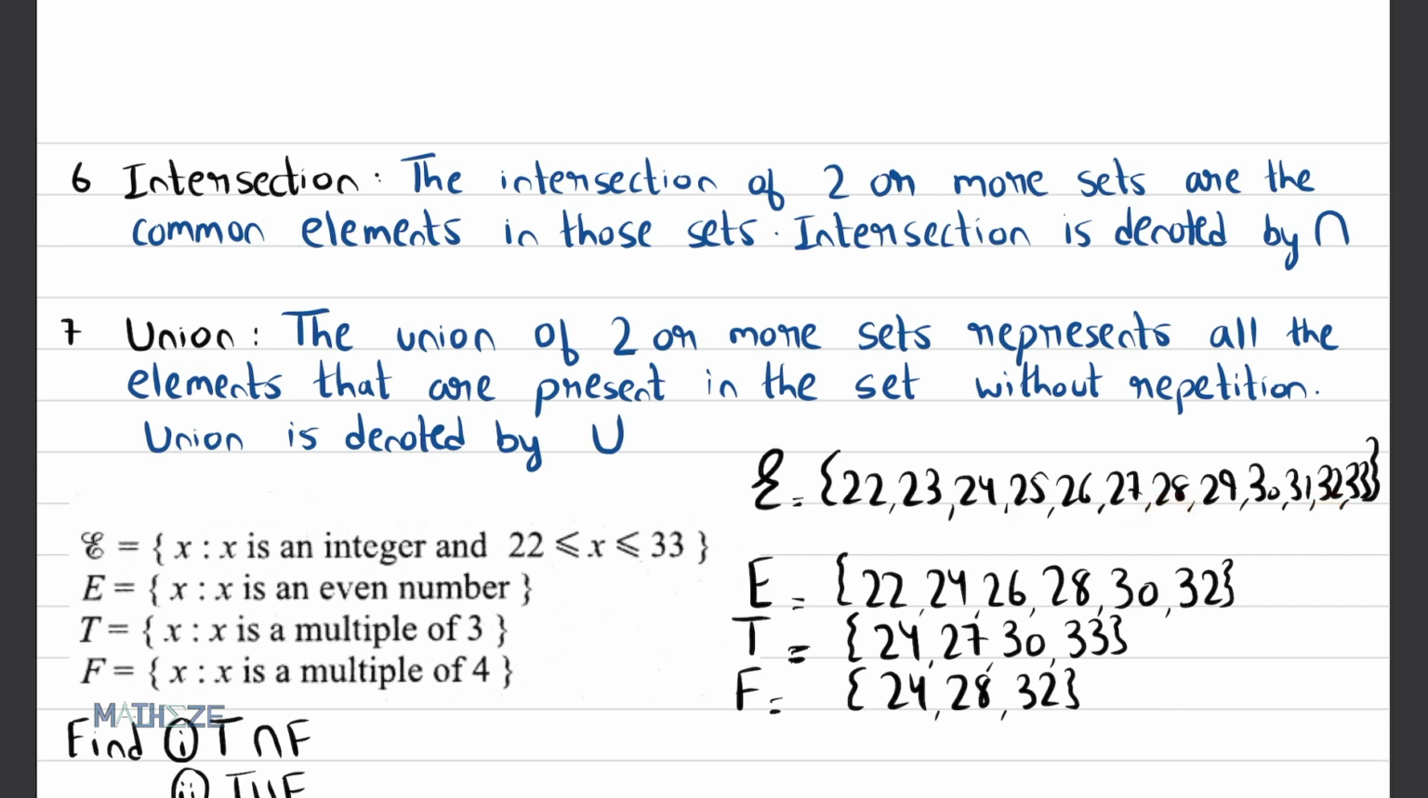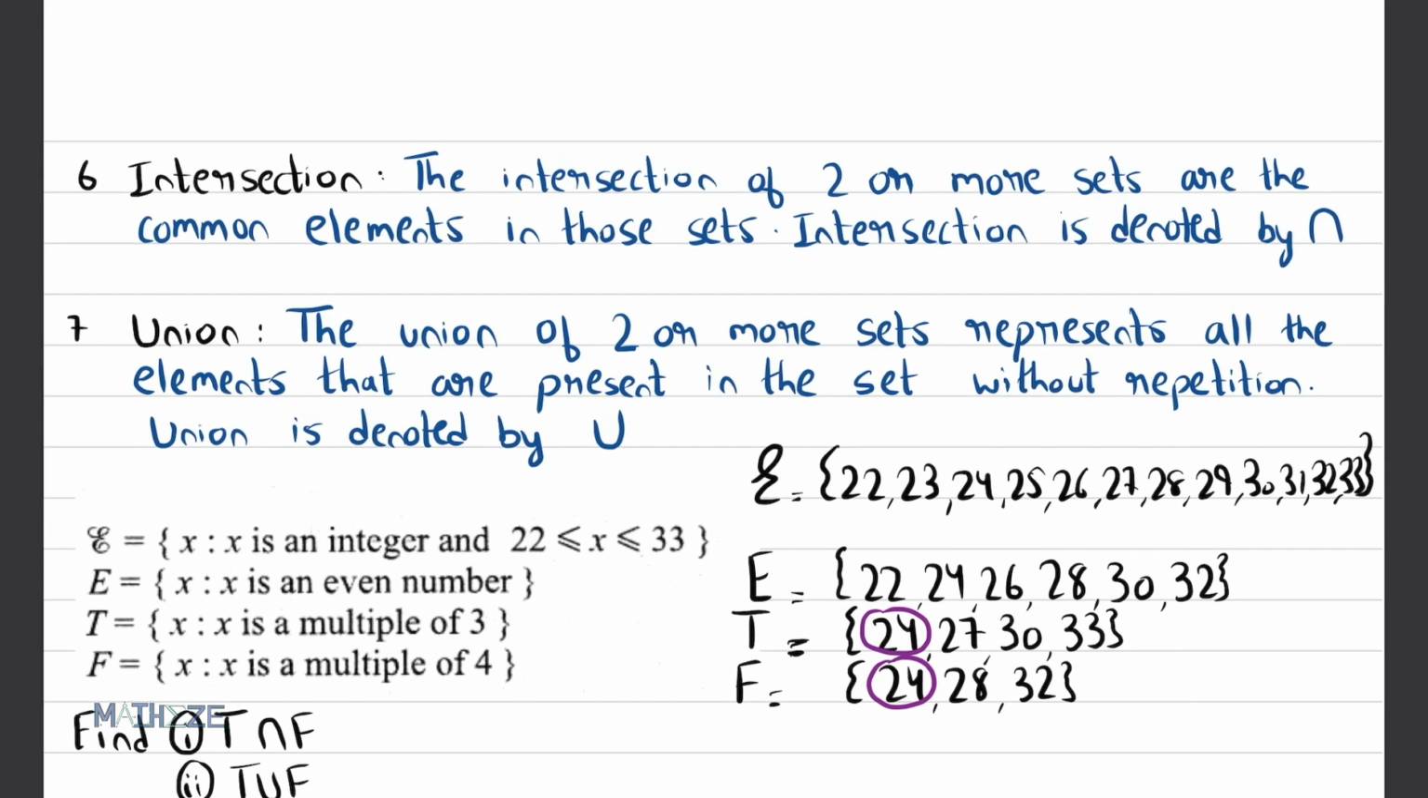Now I need T intersection F. So guys, intersection mean common elements. What's common between T and F? 24. Yeah. And what else is common?